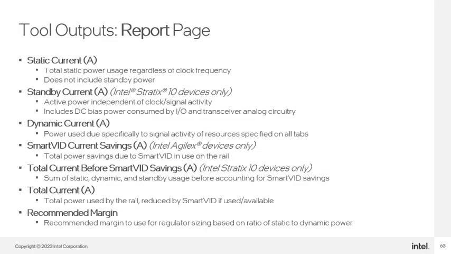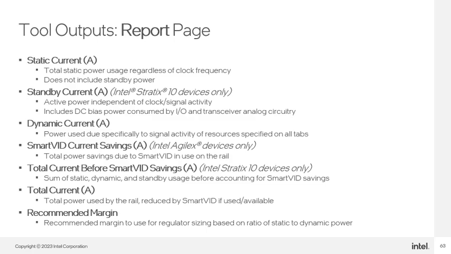The first value displayed for each rail on the report page is static current. This defines the total static power use for the rail. As such, it does not rely on clock frequencies applied to the design and does not include standby power. For Intel Stratix 10 devices only, standby current is reported for certain power rails.